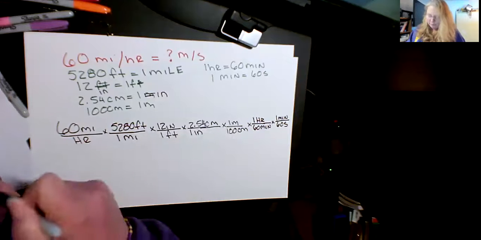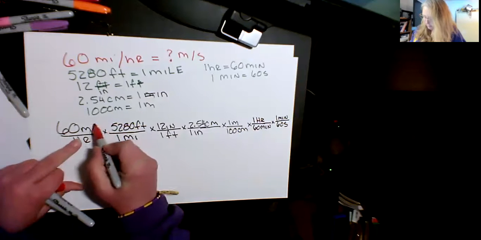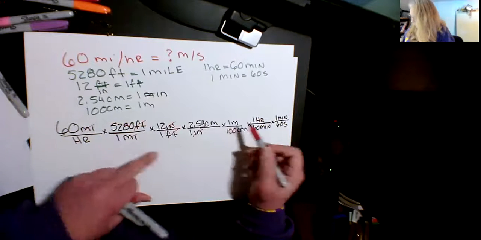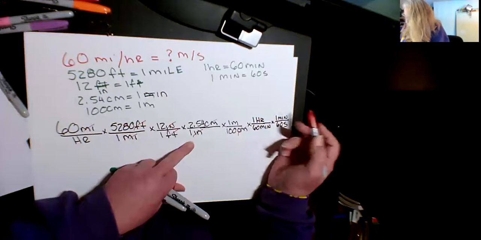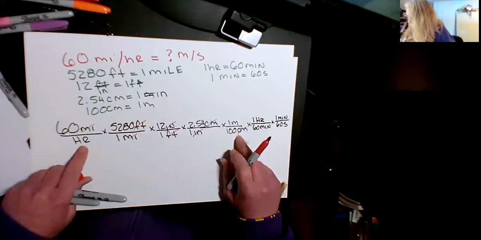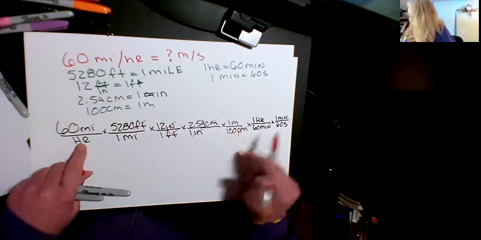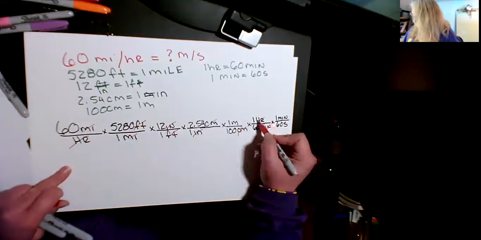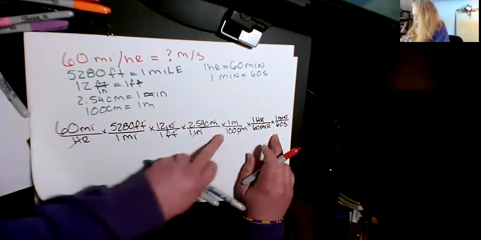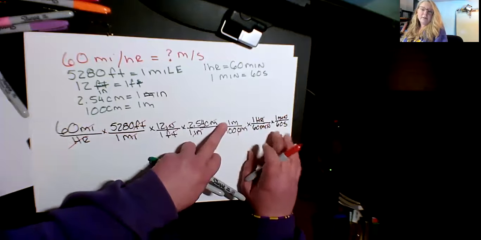So I can double check my units because this one got long, so we want to make sure that we have everything canceled that we need. So my miles cancel, my feet cancel, my inches cancel, my centimeters cancel. And that leaves me in meters, which is what I want. And then hours to hours, those cancel, and minutes to minutes. So my only units left standing are the meters and the seconds.